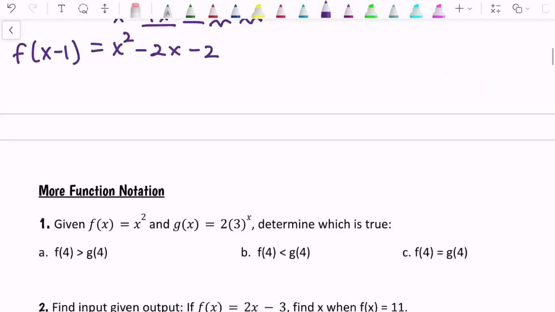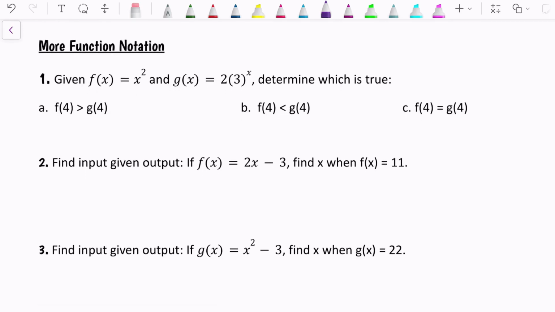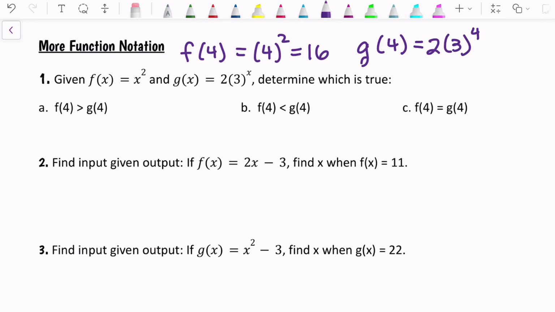All right, moving on. More function notation here. Sometimes we might be asked to compare functions, and when we do this, we would just plug them in and figure out what their values are. And so if I was going to find f of 4, I'm going to do 4 squared, which is 16. If I wanted to do g of 4, I would have 2 times 3 to the 4th. And I'm just going to type that into my calculator quickly, and that would give me 162. And so I can see that g of 4 is greater than, and f of 4 is less than.